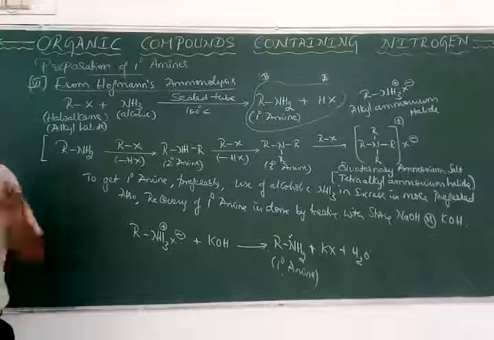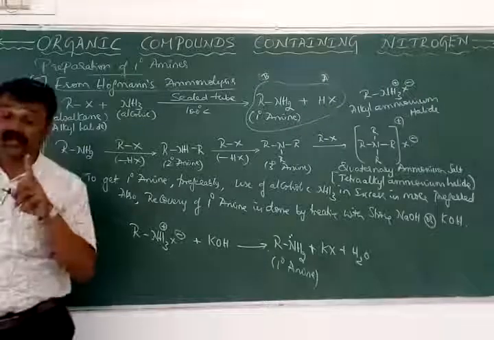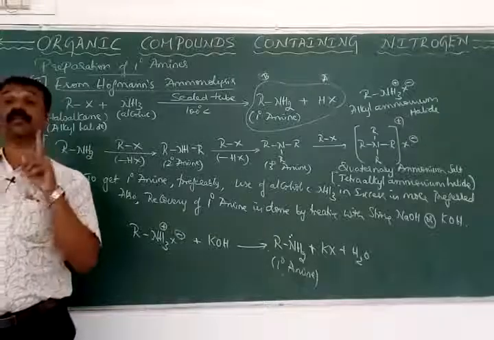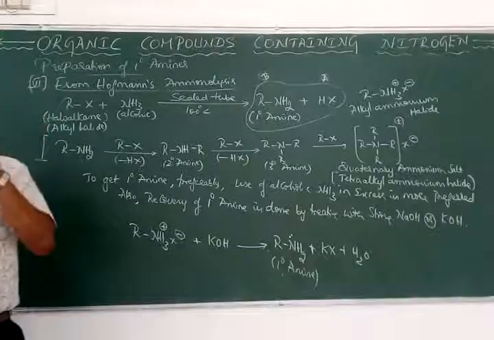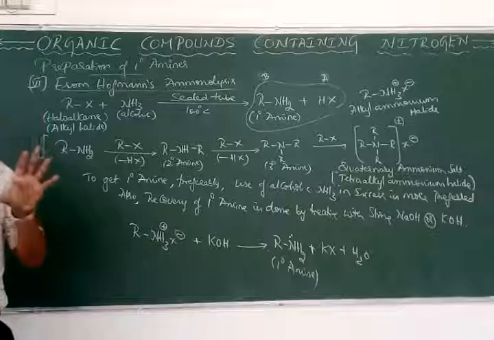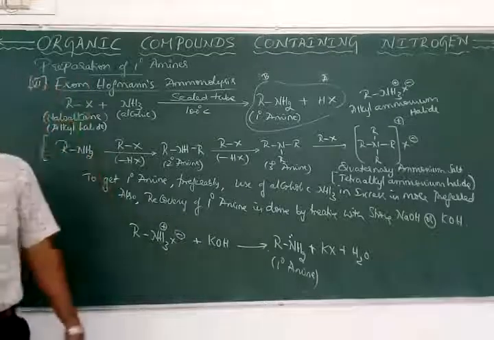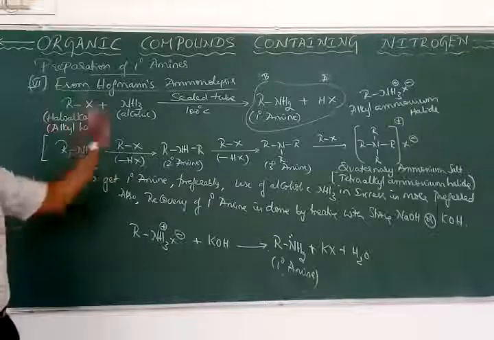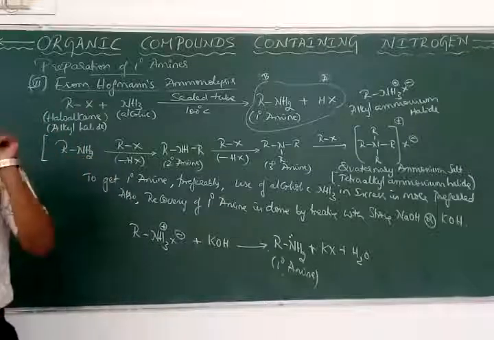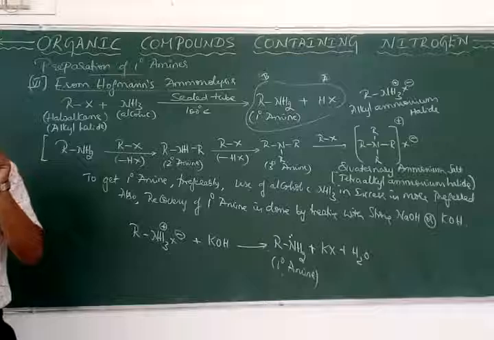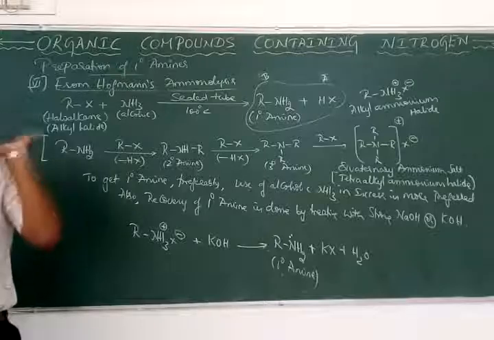the primary aromatic amines. In primary aliphatic amines, we have only the alkyl amines. And in case of aromatic amines, we have the two called aryl amines and then the aralkyl amines. Okay. So this is about the preparation of the primary amines, both aliphatic and aromatic.